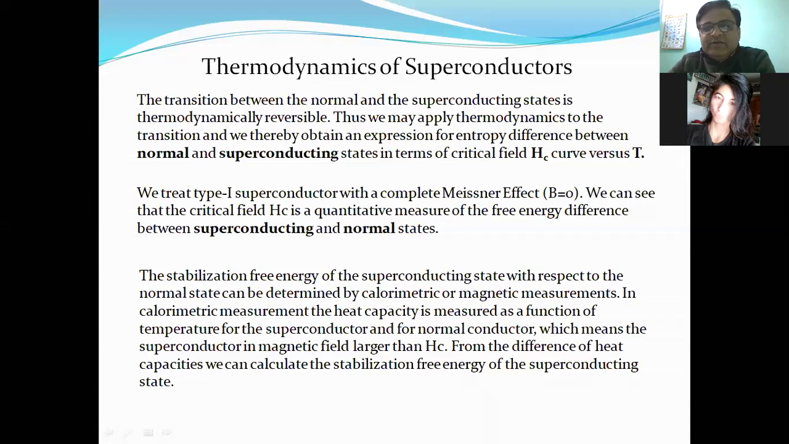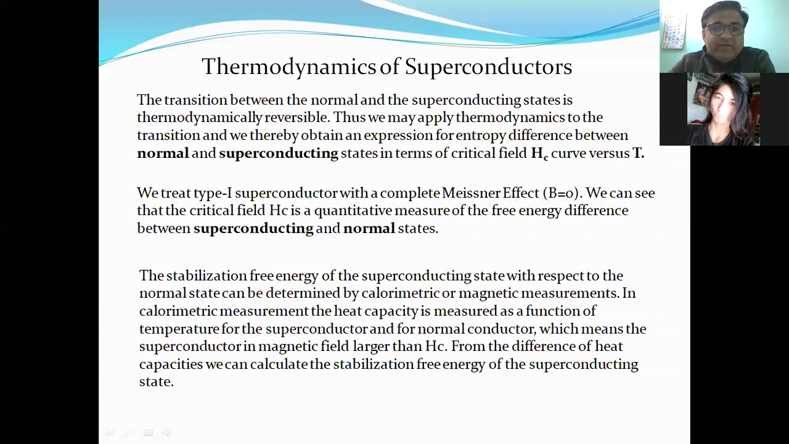So this is a reversible phenomenon. I mean, you have control on yourself, whether you change the temperature or magnetic field, you can reverse from superconducting to normal, normal to superconducting. So it's a thermodynamically reversible process. We will now try to understand the entropy and specific heat of superconductors, which will help us understand the further properties.